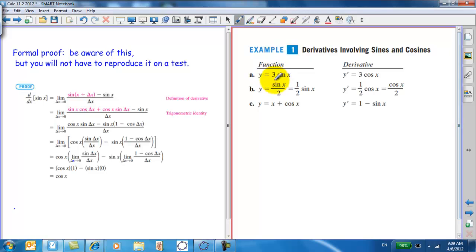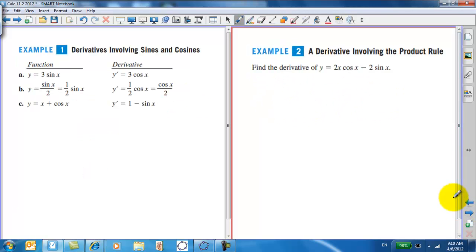And here's some examples here. 3 sine x, the derivative is 3 cosine x. Sine x over 2, think of that as 1/2 times sine x, so this is the constant multiplier rule being used here. x plus cosine x, the derivative of x is 1, and the derivative of cosine x is negative sine x. Let's try something that's a little more complicated involving the product rule here now.